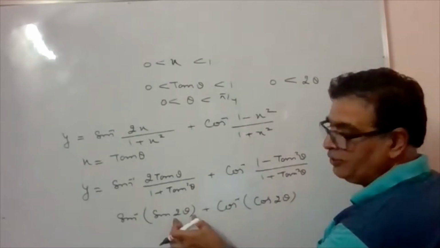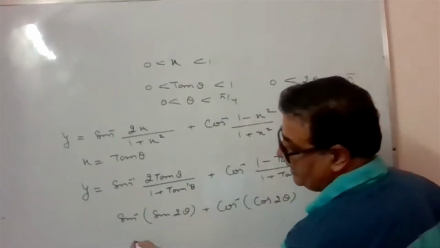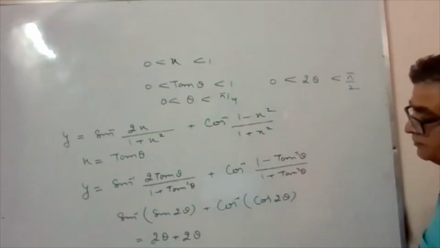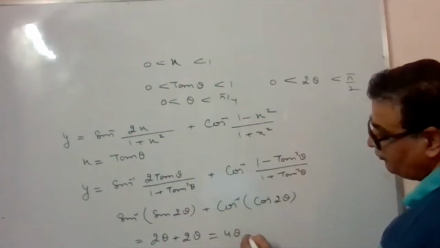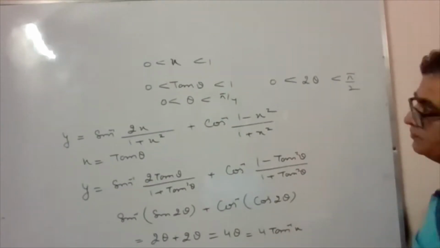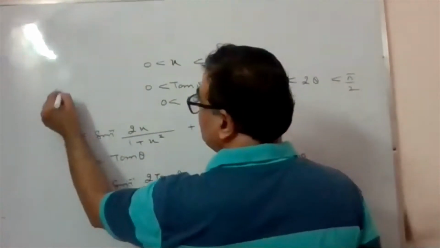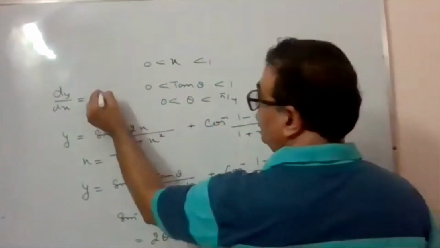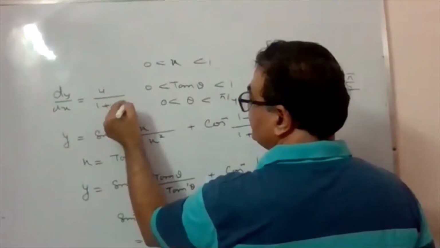When it is 0 to pi by 2, there is no problem here. It will be 2 theta, and this is also 2 theta, so it comes out to be 4 theta. 4 theta means 4 tan inverse of x. And now you can do the differentiation. dy by dx will be equal to 4 by 1 plus x squared.